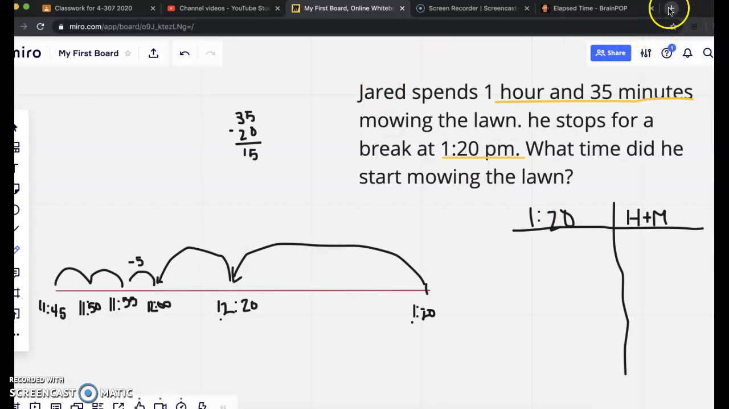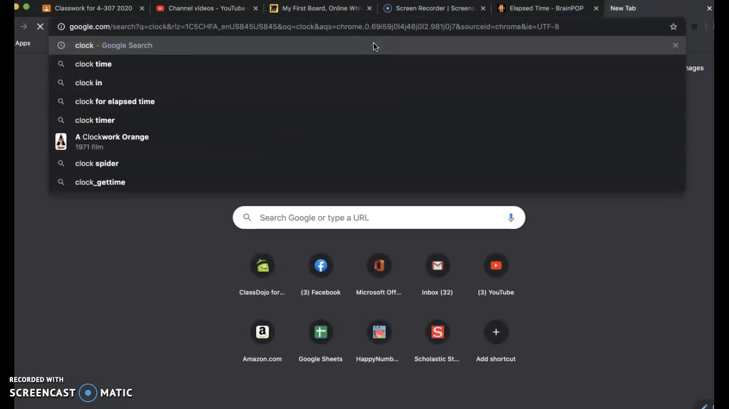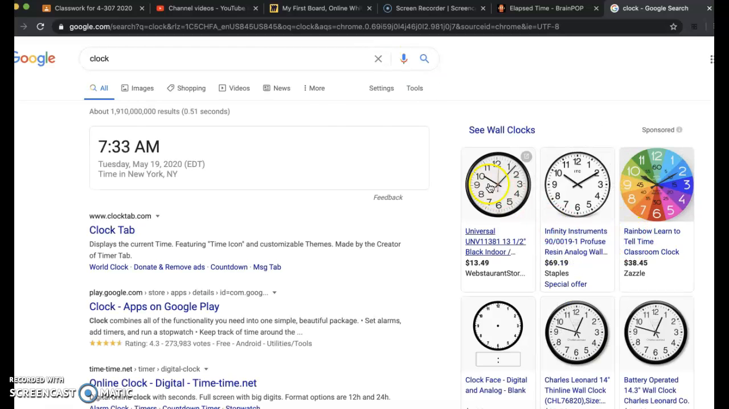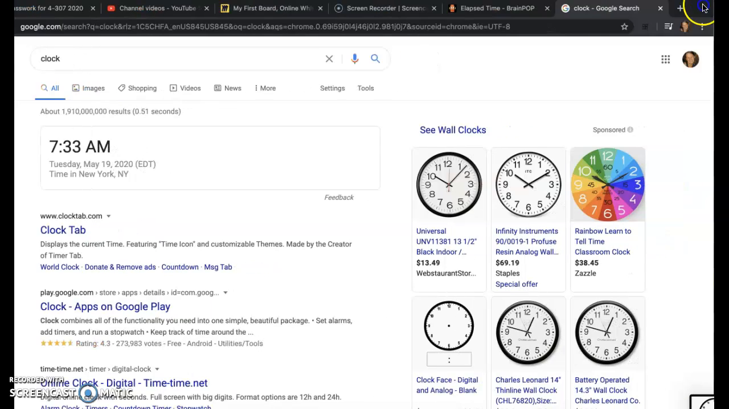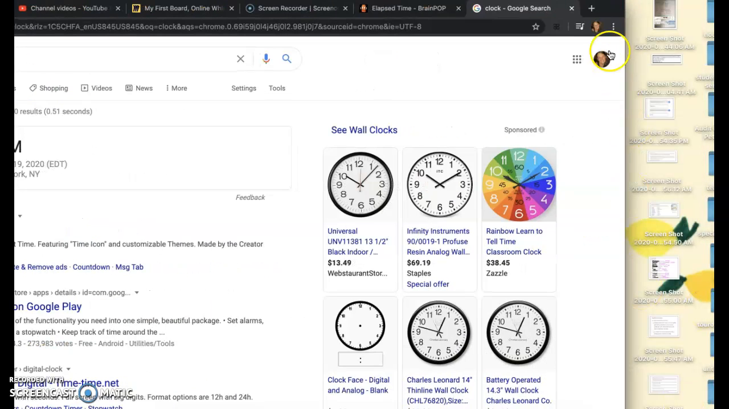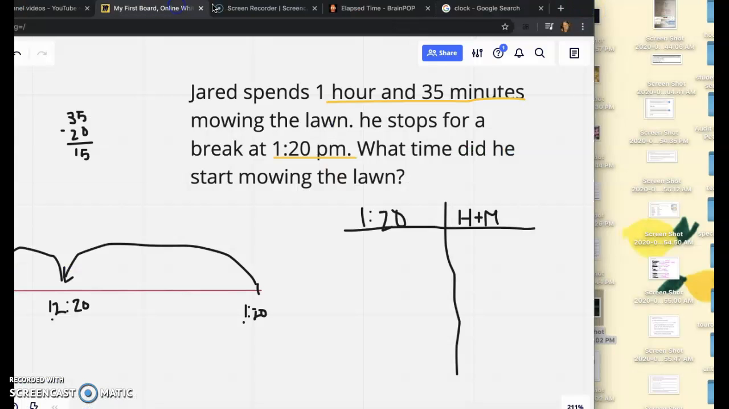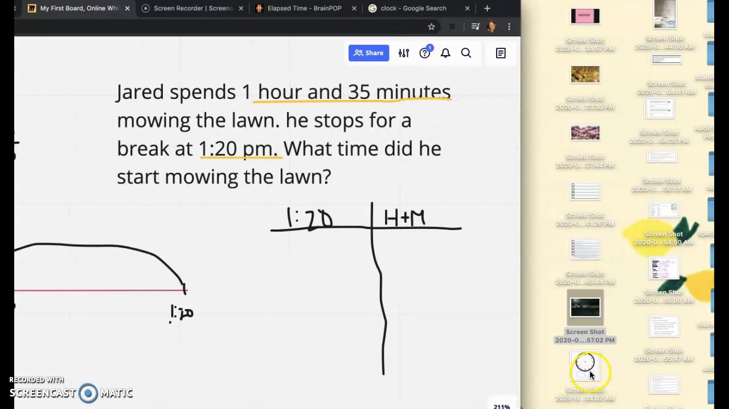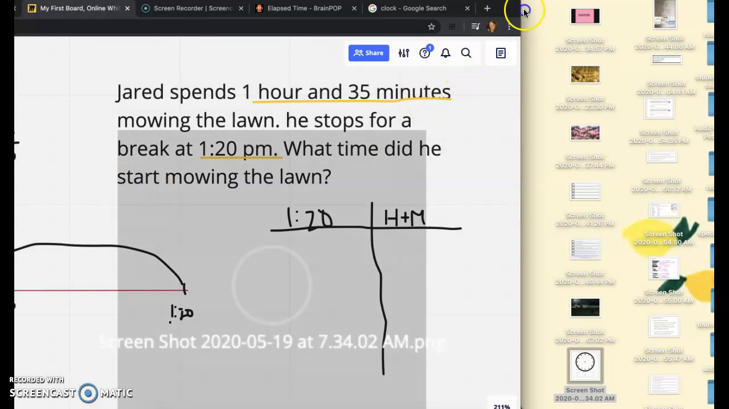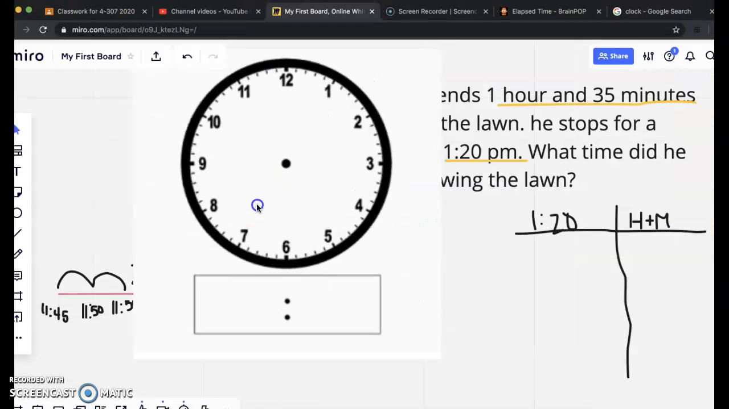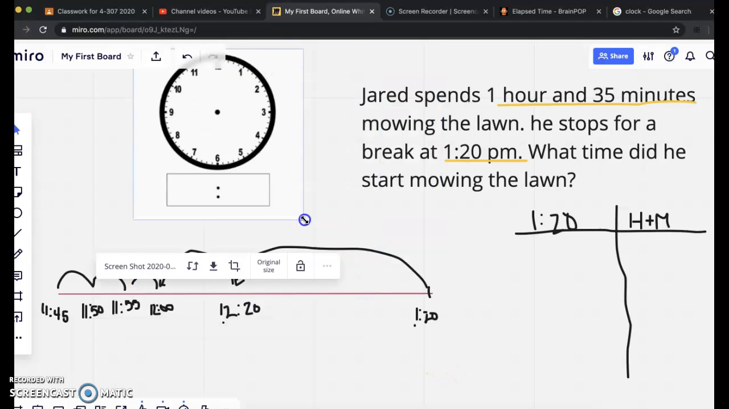Let's grab a clock. Going to use this. Okay, well, it won't let me. I'm just going to take a picture of it. It might be easier for you to see. Might be easier to see using a clock now that I'm thinking about it. Oh, he's too big. I'll make him smaller. There we go.